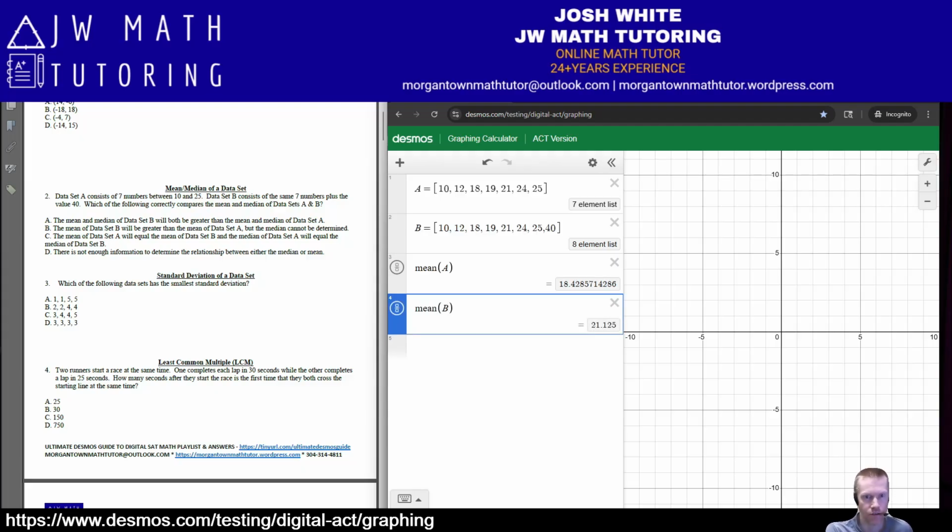Okay, so notice the mean of B clearly has gone up. And if you think about this theoretically, B has the same exact numbers as A, except you're adding a number, 40, which is larger than the existing mean. The existing mean, which you can see here for A, has to be between 10 and 25. So when you add 40 to it, that's going to pull the average up. Okay, so the mean of B will definitely be greater than the mean of A.